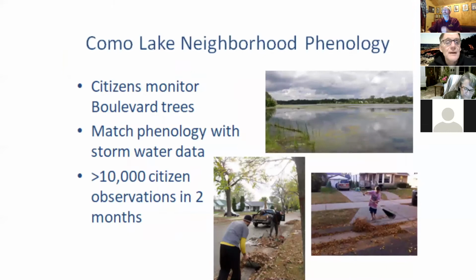Next. So we have had volunteers, citizen science volunteers, help us monitor the street trees and then better predict when those leaves will be dropping and when we can hopefully save our lakes from nitrogen and increased weeds that would be a byproduct of those chemical outputs.